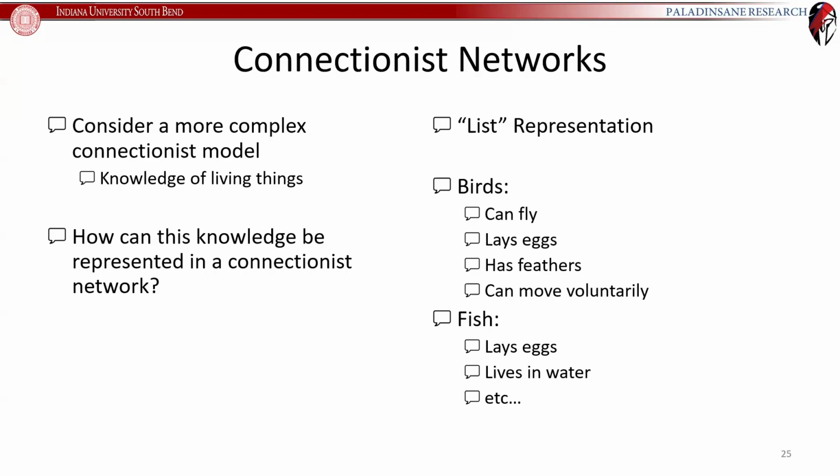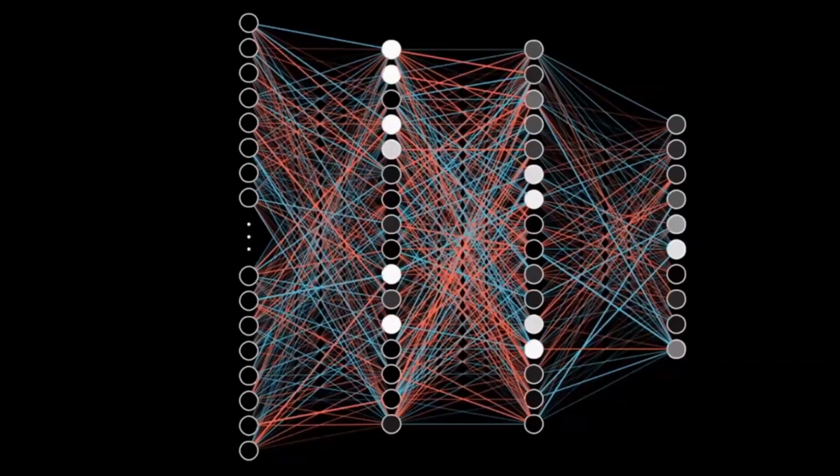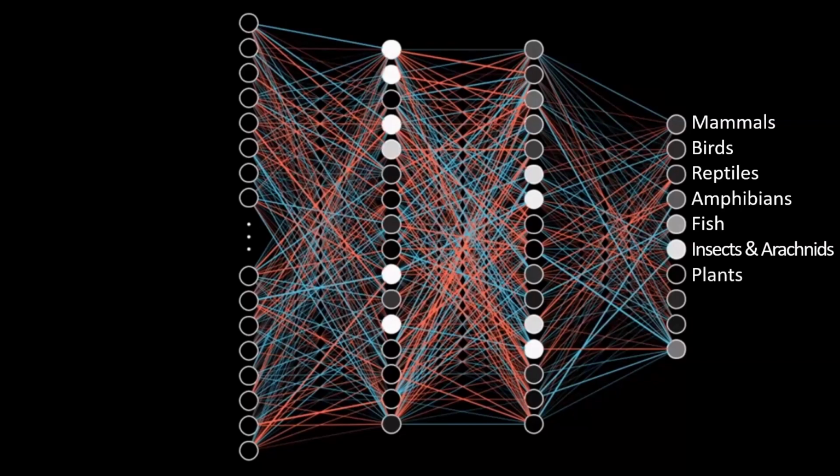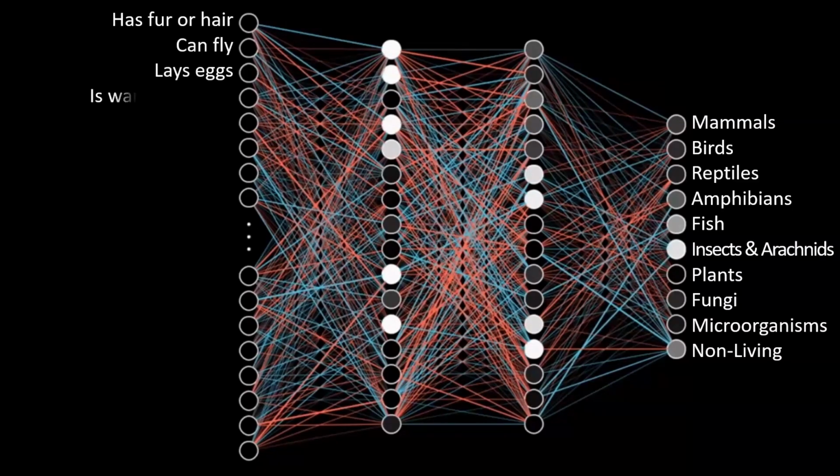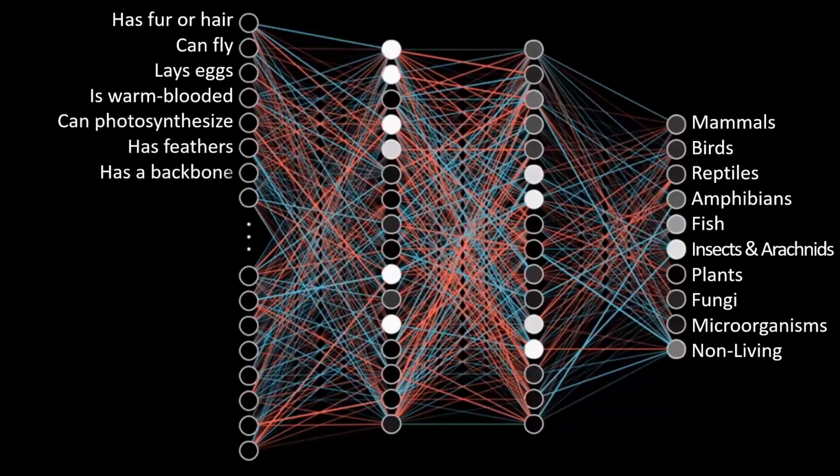And as it turns out, the basic idea of this is pretty much the exact same, where in this case, you would have an output layer, and this time the output layer would be the different categories of living things with one category for non-living things. So you would have things like, well, we got mammals, we got birds, we got reptiles, we got amphibians, we got fish, insects and arachnids, plants, fungi, microorganisms, and then non-living things. And then on the input layer, you have something like has fur or hair, can fly, lays eggs, is warm-blooded, so on and so forth.